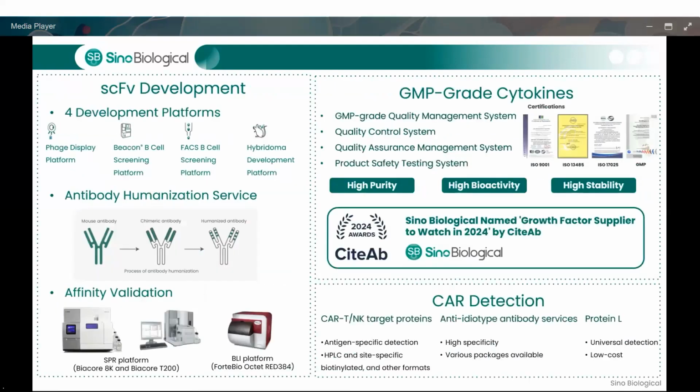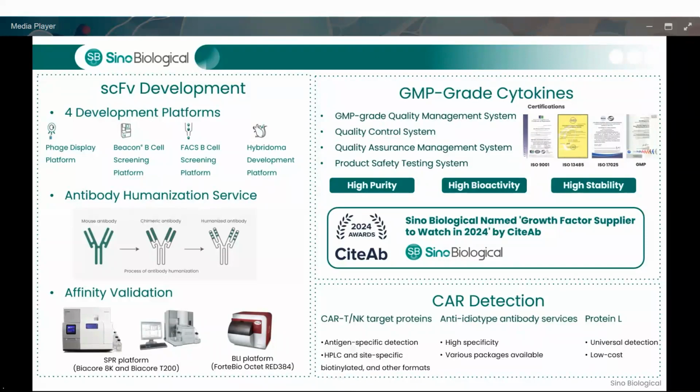As we know, during the CAR-T and CAR-NK production, there are several key factors which determine the success of CAR-T and CAR-NK products. Sino Biological is providing products and services to help our customers overcome all the challenges and get the best result. To facilitate the discovery of the scFv, we have 4 platforms as I mentioned, including phage display, Beacon B cell system, FACS B cell screening, and the hybridoma platform.